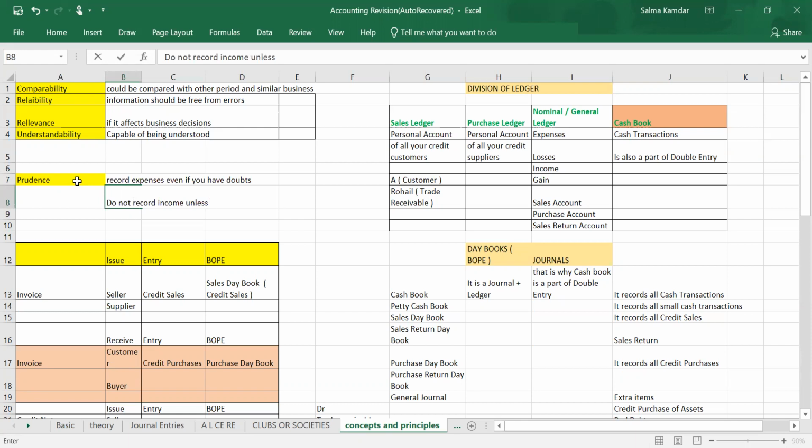Why do we not record income unless earned? Which concept tells us this? Prudence. Prudence tells you that if you have any expense coming your way, you should record it, which is why we record bad debts and provision for bad debts. But do not record income unless earned. Which concept tells you this? Realization.